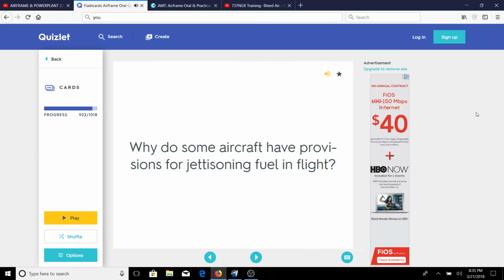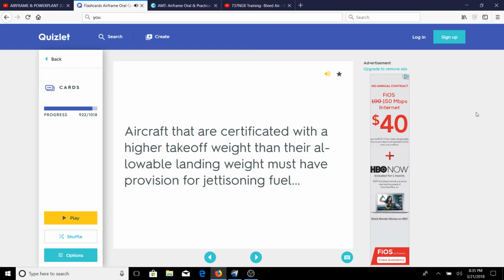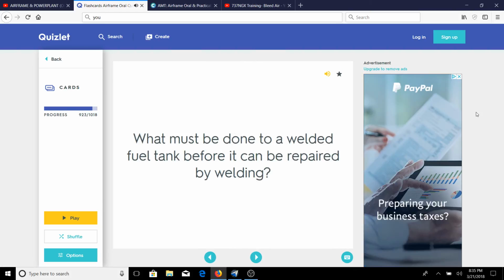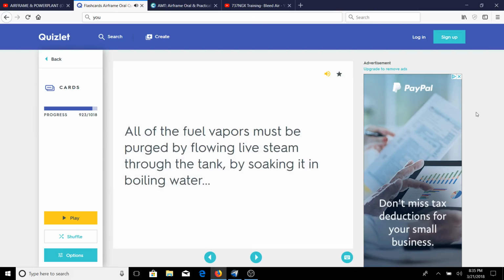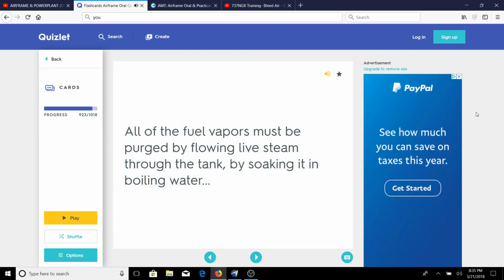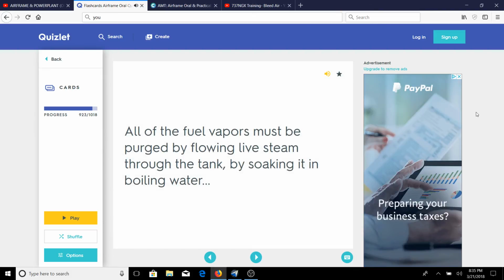Why do some aircraft have provisions for jettisoning fuel in flight? Aircraft that are certificated with a higher takeoff weight than their allowable landing weight must have provision for jettisoning fuel. What must be done to a welded fuel tank before it can be repaired by welding? All of the fuel vapors must be purged by flowing live steam through the tank or by soaking it in boiling water.